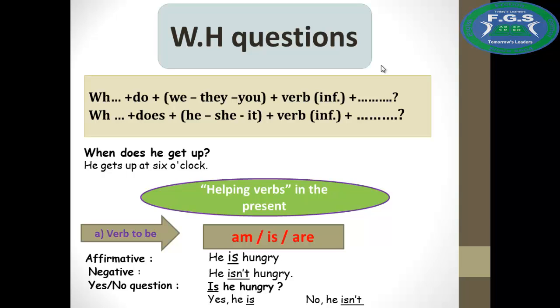What about the helping verbs in the present? Let's see. Number A, verb to be. In present, it will be am, is, or are. For affirmative, we can say he is hungry. In negative, we can say he isn't hungry. For yes or no questions, it will be is he hungry? When you answer, you can say yes, he is, or no, he isn't.